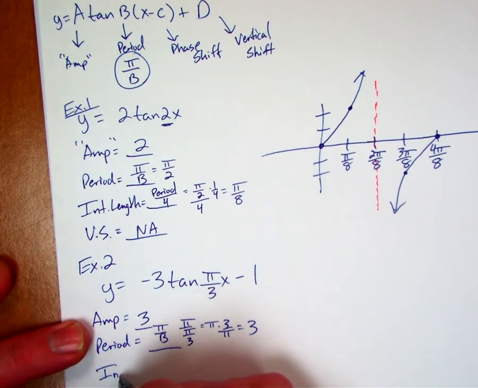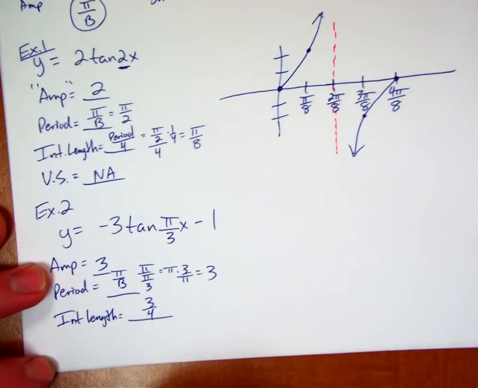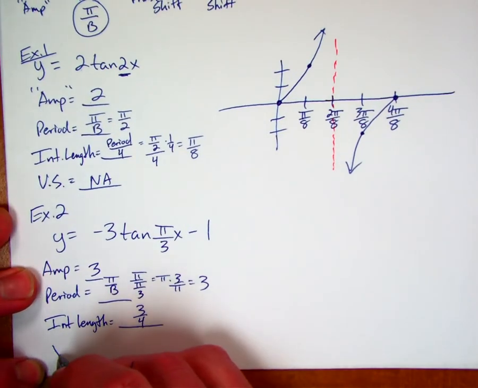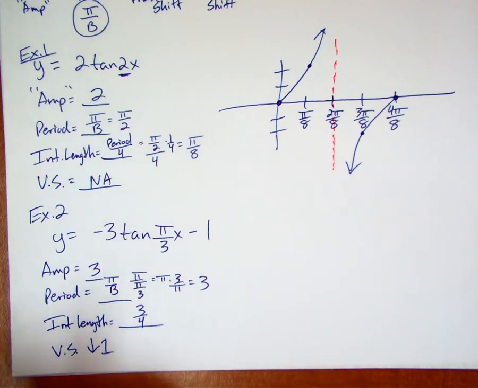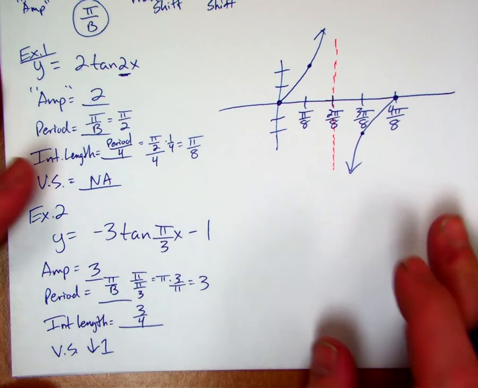Interval length is still period over 4, so it's just 3 over 4. And my vertical shift is down 1. Okay? All right, we're ready to graph this thing.